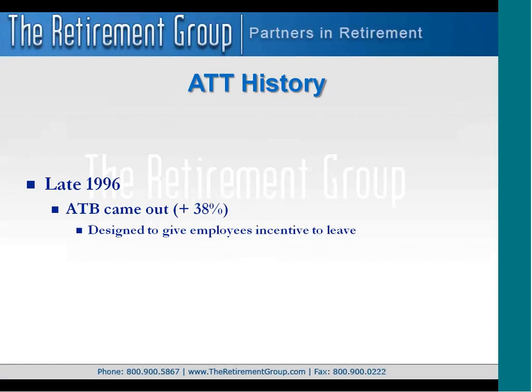In 1996, the company also came out with another pension plan, and this one was directed at the employees on the West Coast, the more expensive employees to keep on the workforce. And they called it the Accelerated Transition Benefit, or the ATB. And this was designed to give employees the incentive to leave the workforce, but what it did was add 38% overnight to the value of the employee's pension. And we'll see how it was calculated.